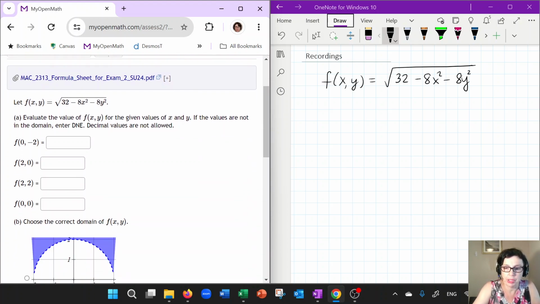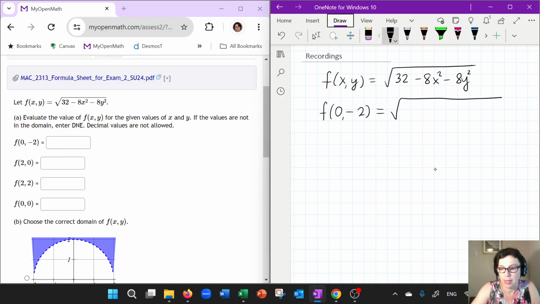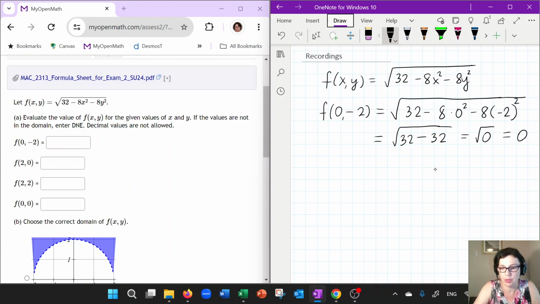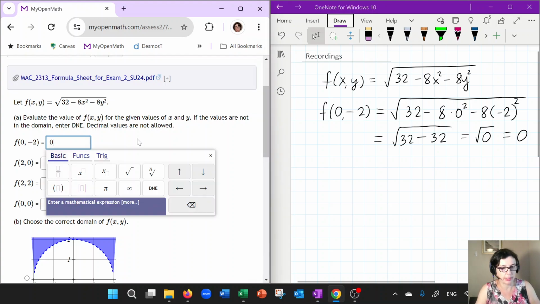Okay, so the first thing let's do is compute some values. Here, f of (0, -2). We're just plugging in x equals 0 and y equals -2. Whenever we plug in a negative number, either get rid of the negative or put it in parentheses, but you cannot leave it without parentheses. That would be incorrect. So I've got 32, and then subtract 8 times 4, which is also 32. So that is square root of 0, which is 0.